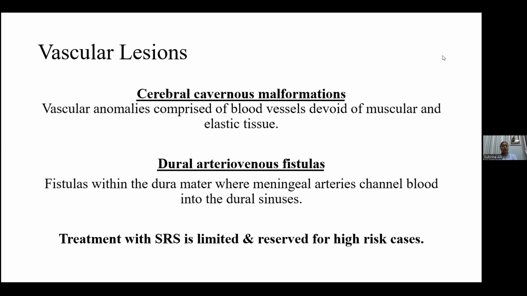So for the cerebral cavernous malformation, this is a vascular anomaly that comprises blood vessels devoid of muscular and elastic tissue, and dural arteriovenous fistulas, which is a fistula within the dura mater, where the meningeal arteries will channel the blood into the dural sinuses. Treatment is very limited, but it still is reserved for high-risk cases, especially those patients that are unfit for surgery.